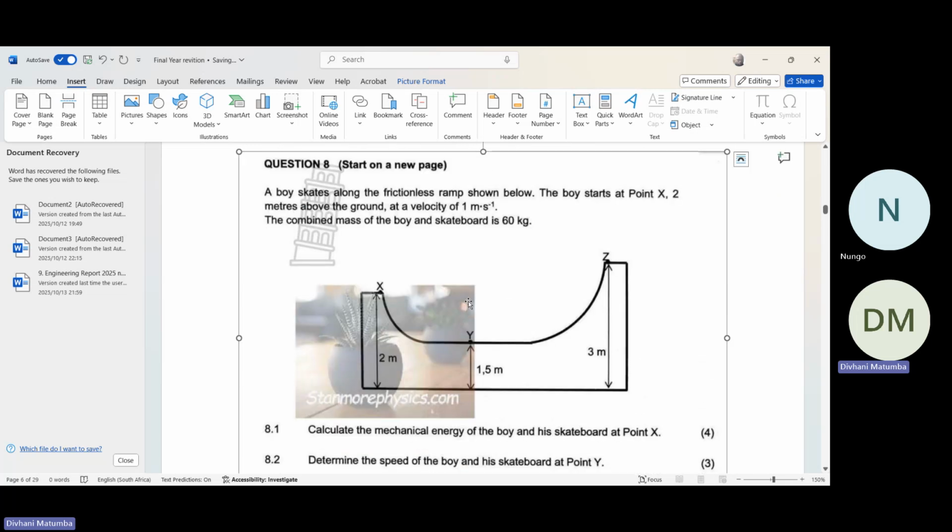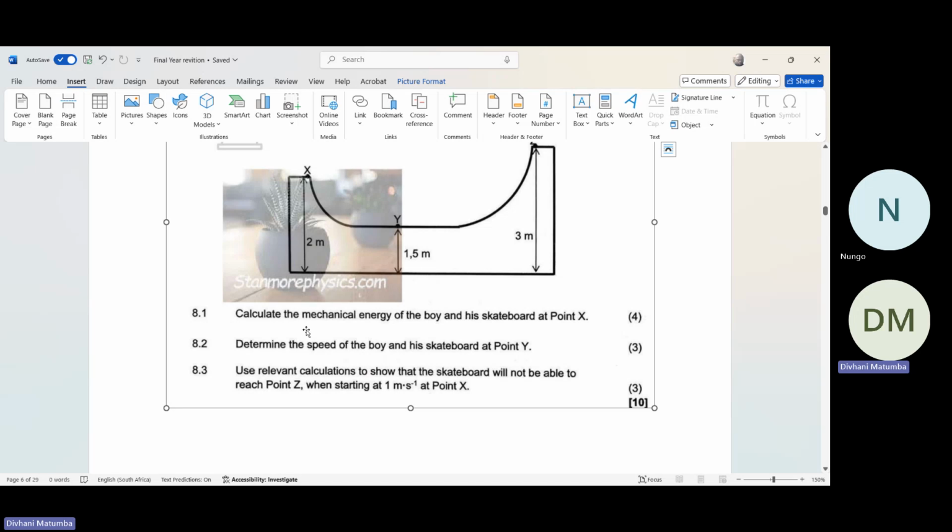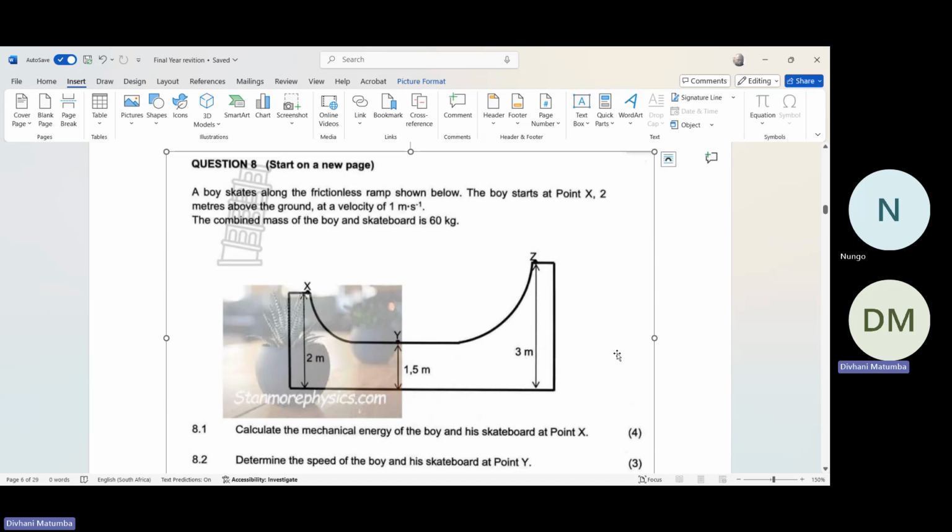We have the following question. A boy skates along a frictionless ramp shown below. The boy starts at point X, 2 meters above the ground, at velocity 1 meter per second. The combined mass of the boy and the skate is 60 kg. Calculate the mechanical energy of the boy and his skateboard at X. Okay, I'm going to give you 3 minutes.